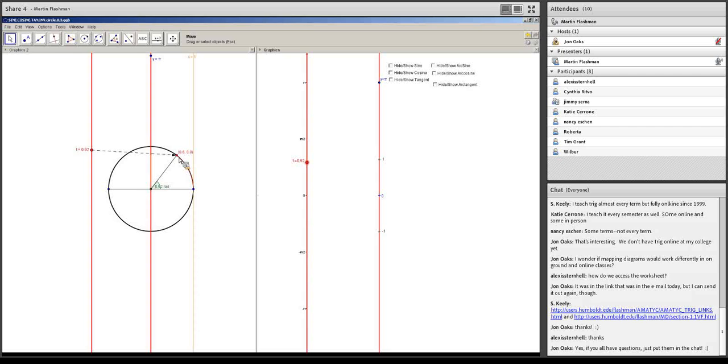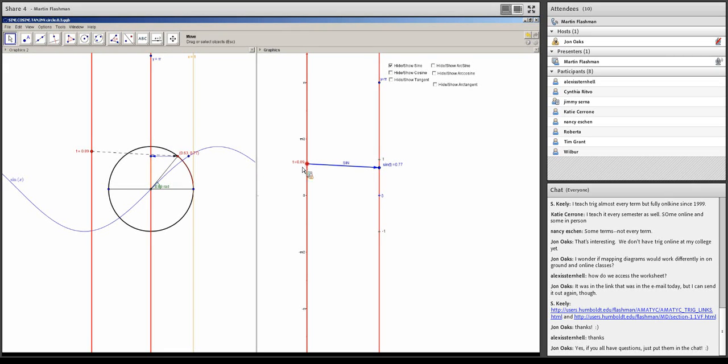Now what I want to do is show you how the sine function looks in a mapping diagram and where it comes from on the unit circle. So up in this corner, I'm going to click on Hide Show Sine if you have this going with you. And here's our function. So let's look over on the circle first, on the left side here.